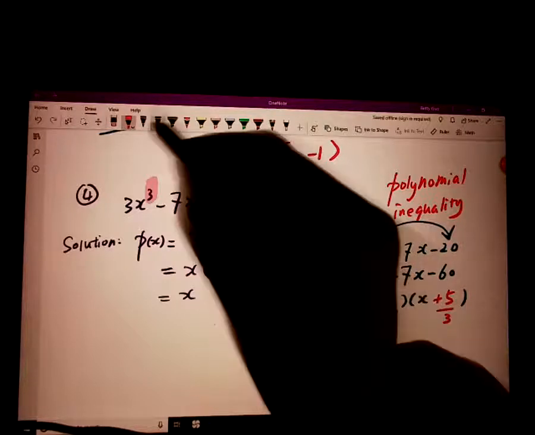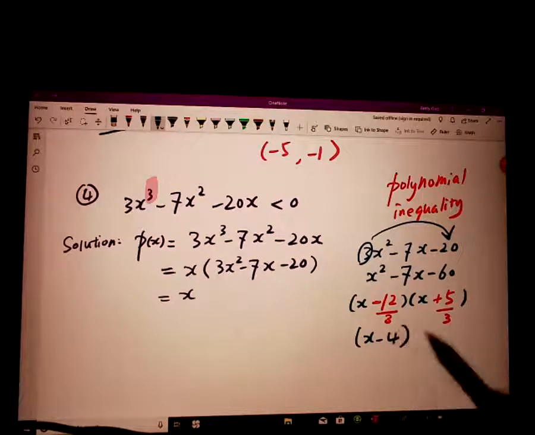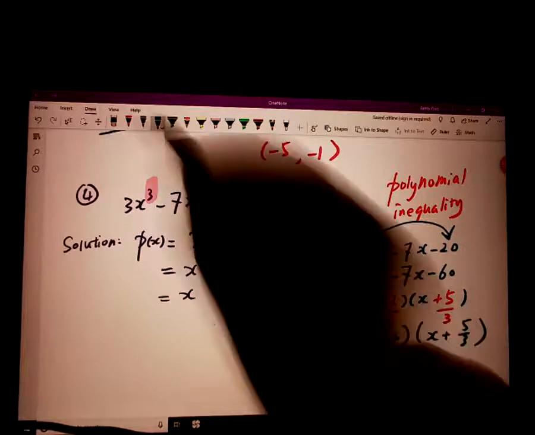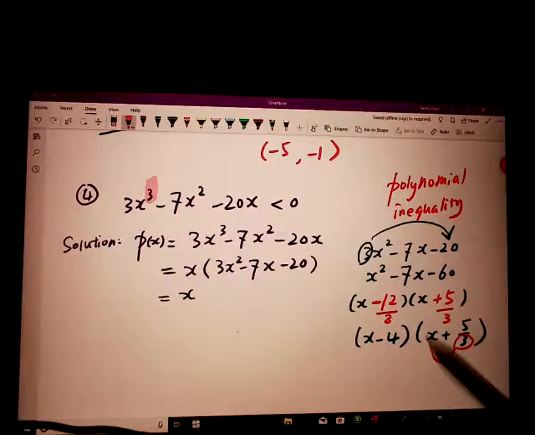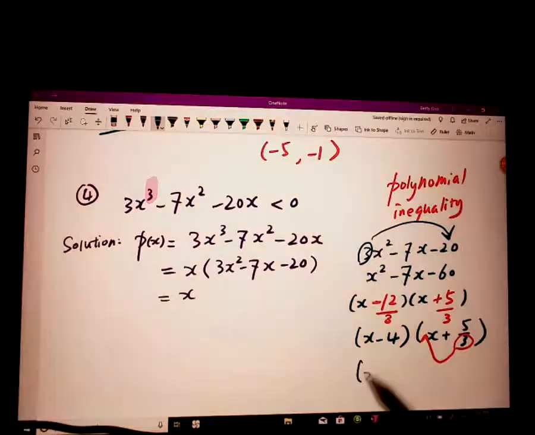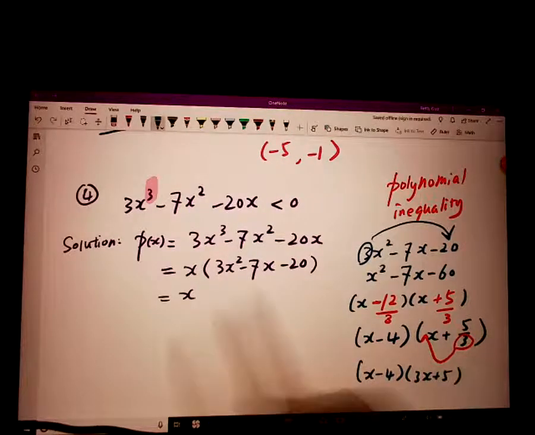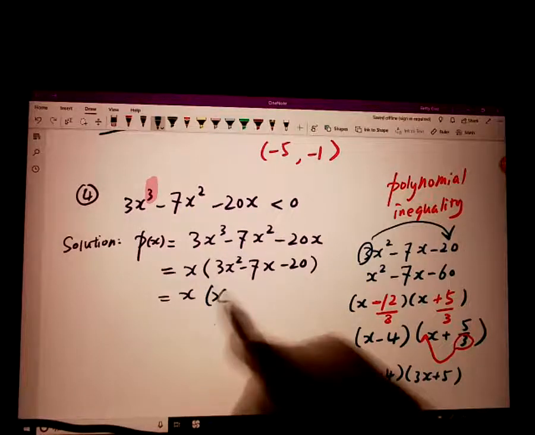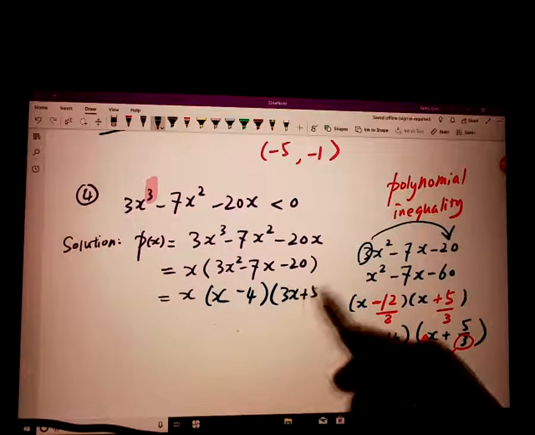And then reduce it. We have x minus 4, since 12 over 3 is 4. Here, x plus 5 over 3. And then slide it back. We still have a denominator here, so slide it back in front of x. So we would have x minus 4 times 3x plus 5. So we are able to factor this trinomial as x minus 4 times 3x plus 5.